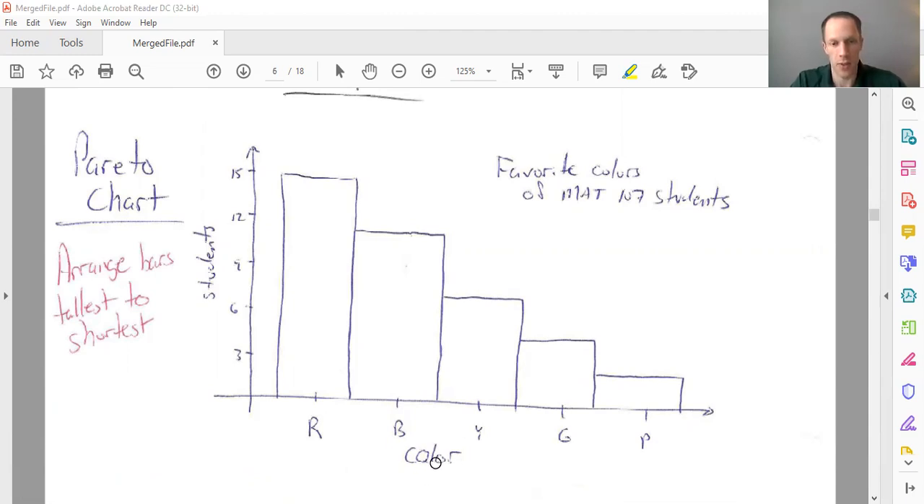Again, we want nice descriptive labels on our graph every time we make them. These represent people's favorite colors. We're talking about a frequency here, which actually represents a number of students, so that's probably even a better label than frequency. And a nice descriptive title: the favorite colors of MAT107 students.